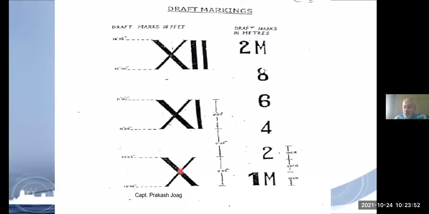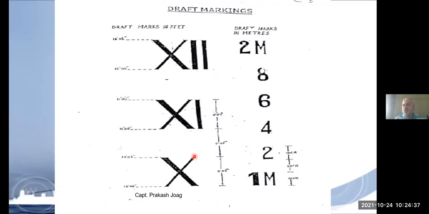This is marked with Roman letters. Each letter is 6 inches, half a foot, and the distance between each letter is also 6 inches. So half a foot for the letter and half a foot of gap, together they are 1 foot. That can also be interpolated, but this draft reading is a little different. Suppose the water line is up to here, then this will be 10 feet and 6 inches.